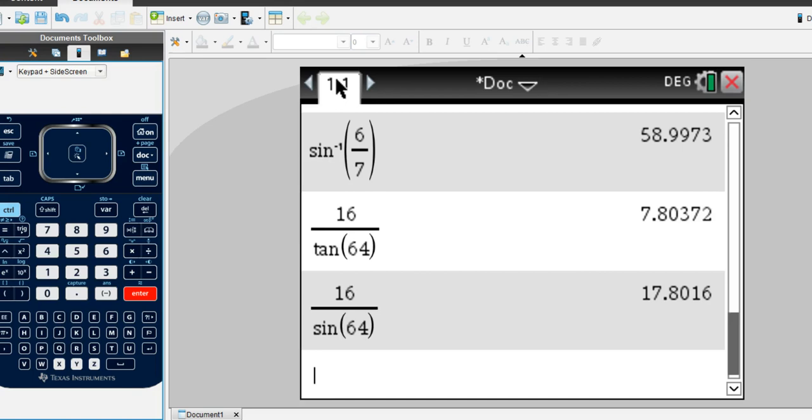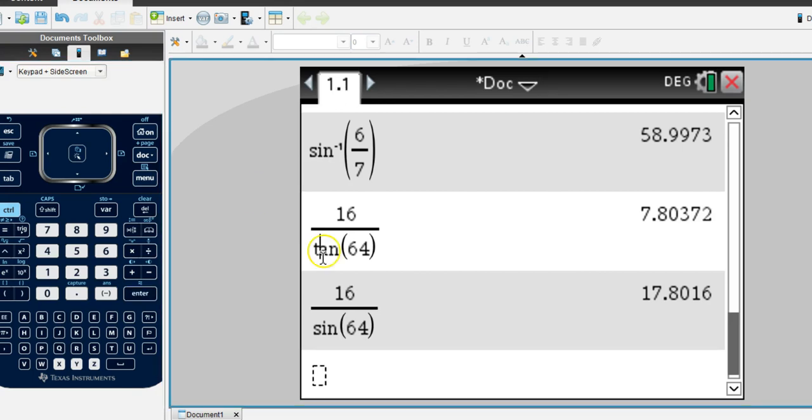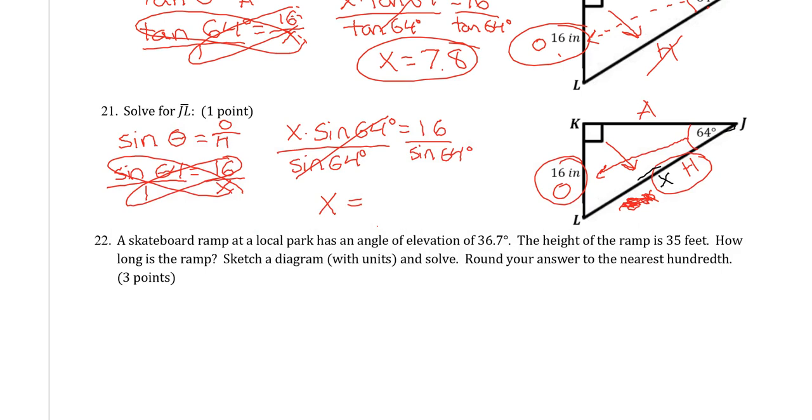is 17.8, right? So be very careful to make sure you have the right trig ratio, right? Because these are two very different numbers, about 8 versus about 18. So make sure you are using the right trig ratio. So we get 17.8 here.